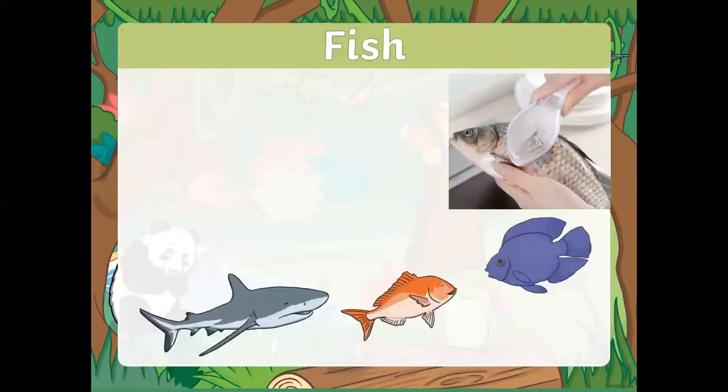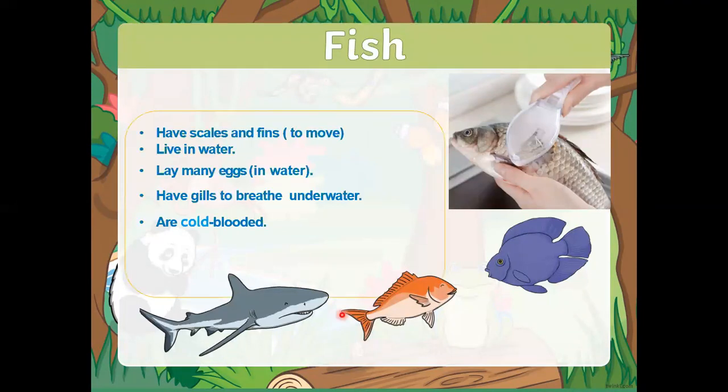Okay, what about fish? Wow, the fish. Fish have scales and fins. The scales cover their body, as you can see here, the parts that your mommy cleans off the fish that we eat. The scales protect their bodies, and fins to swim under the water. Sure, the fish live under the water. The fish lay many eggs in the water. Fish don't give birth. The fish lay eggs to have young or offspring. They have gills, as you know, to breathe underwater. They are cold-blooded animals. What is the meaning of cold-blooded animals? They change their internal body temperature according to the environmental condition or environmental temperature.